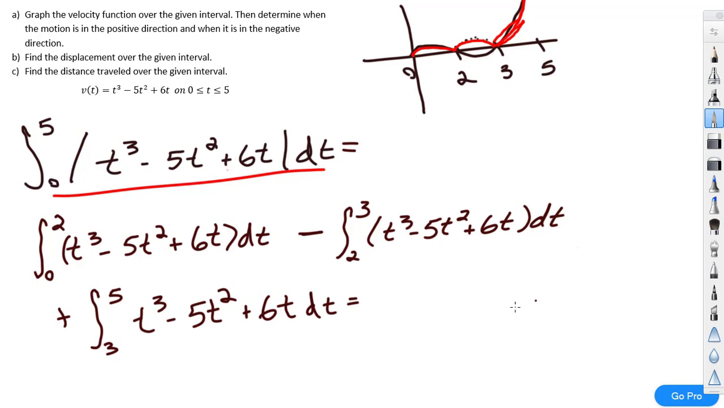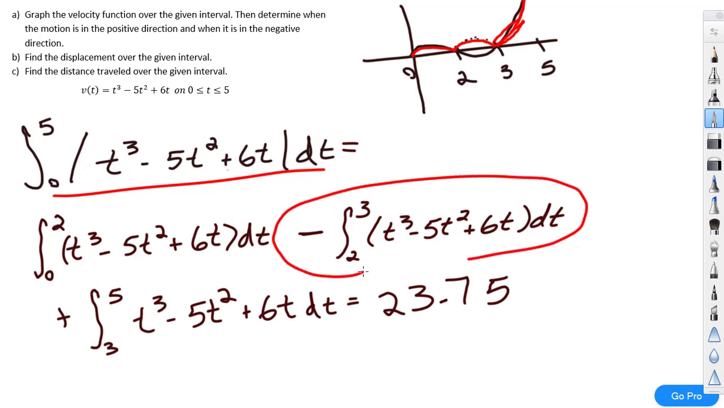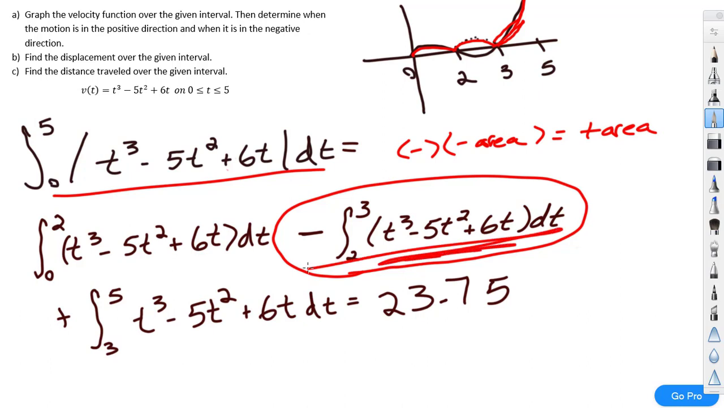Okay, great. So when we do that, and we evaluate each of these pieces, we are going to get about 23.75 if we evaluate this correctly. So remember, the reason we're subtracting this right here is because this is negative area. So if we have a negative times negative area, we're going to get positive area. So the key here is always remember to subtract that negative area.